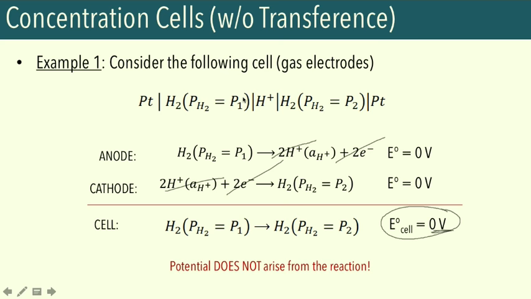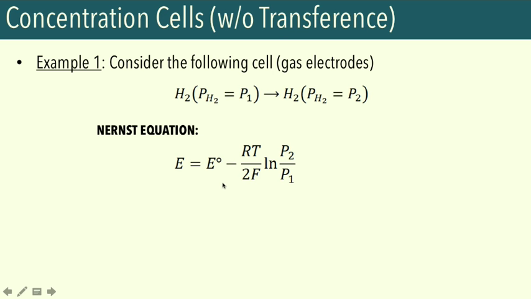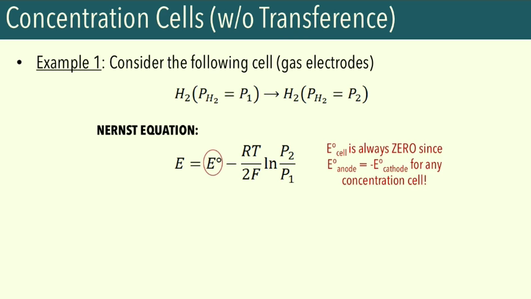The Nernst equation for this particular process in terms of just pressures is given as the cell potential is equal to the standard cell potential minus RT over 2F times ln of pressure 2 over pressure 1, okay? But since, as we mentioned earlier, we have the same type of electrodes for our anode and cathode, our standard cell potential is always going to be equal to 0 because the oxidation potentials and the reduction potentials of our anode and cathode, respectively, are always going to be canceling out, okay? So this is always going to be equal to 0.